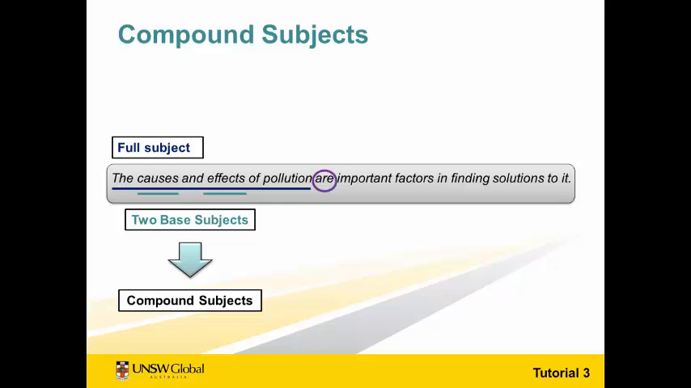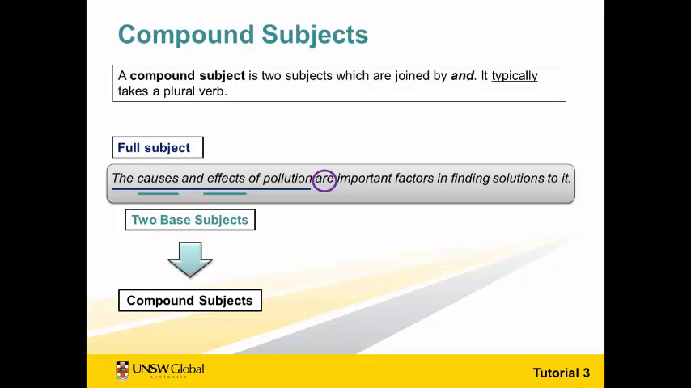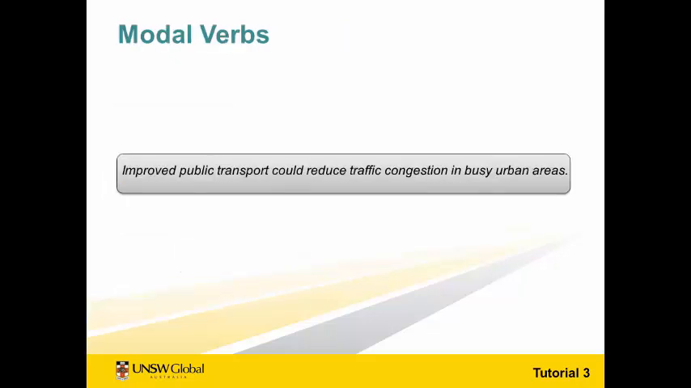So here's our verb. It's in the plural form. And that's our next rule. A compound subject is two subjects which are joined by and, and typically it would take a plural verb. Now again, there are some exceptions to this rule, but it's a good general rule to have when you're looking at your accuracy. Our final example is in this sentence.